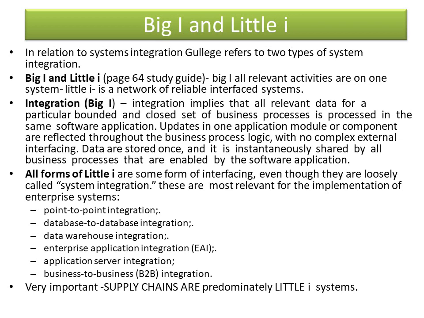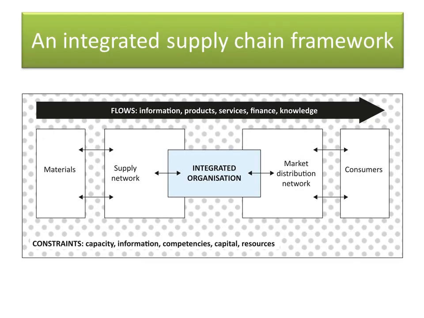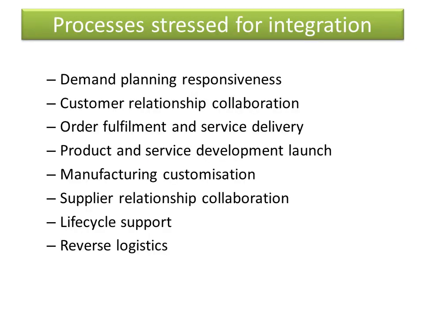Little I requires interfacing, and these are most relevant for the implementation of enterprise systems, which can be point-to-point integration, database, data warehousing, application service, etc. So very important. Supply chains are predominantly little I. There's an example of an integrated supply chain, where we've got an organisation communicating with the supply network, and information going down to material suppliers. So we've got an example there.